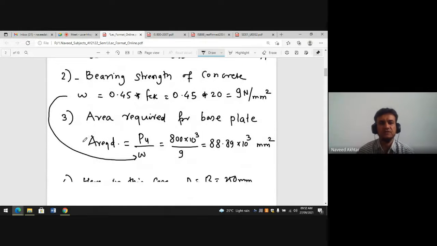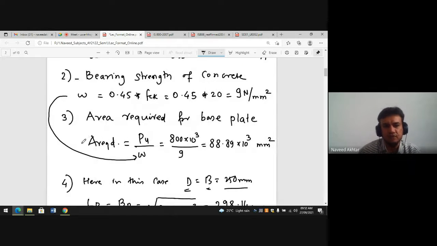In step number 1, we have to find out the bearing strength of your concrete. So we know the bearing strength of concrete; we are generally considering only 45%, that is 0.45 of FCK. It is given in your IS 456 2000, that is 0.447 FCK or 0.446 FCK. So we are taking 0.45 FCK, so it is 9 Newton per mm square.